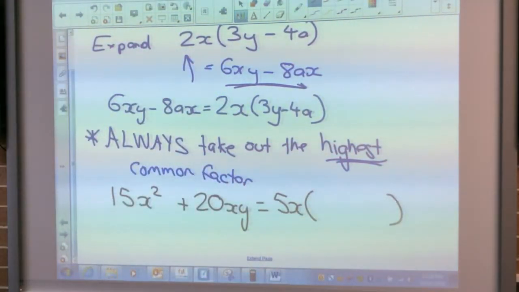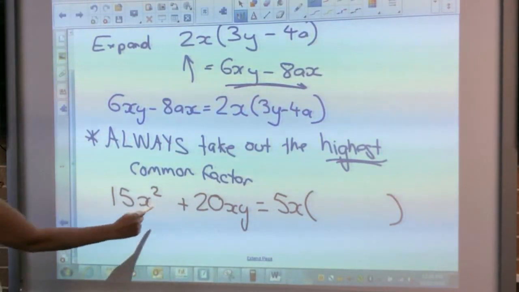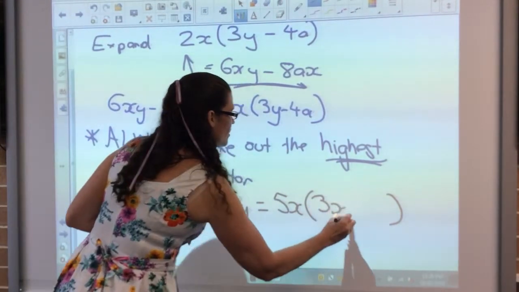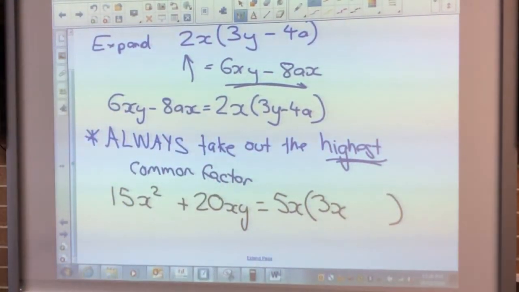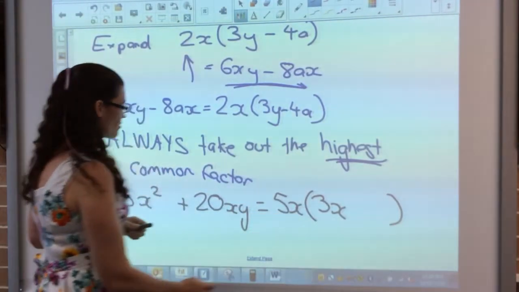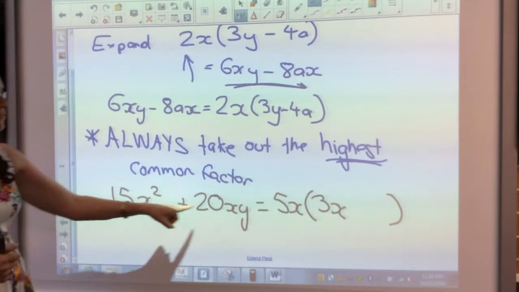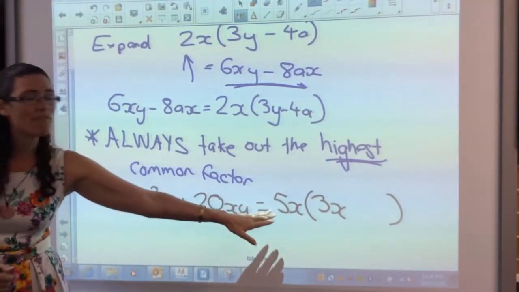Now what's left in the brackets is what I get once I've divided 5x out. So I've got 15x squared, and I've taken 5x out. What does that leave behind for the first term? Yep? 3x. Is everyone happy with that? Because 15 divided by 5 is 3, x squared divided by x is x. If I'm not sure, I'm going to check. Is 5x times 3x equal to 15x squared? Yes, it is.